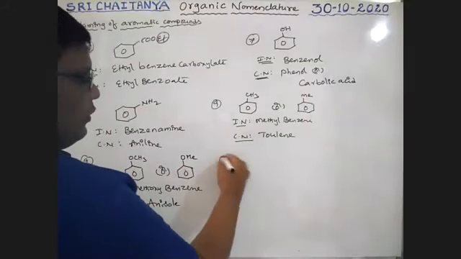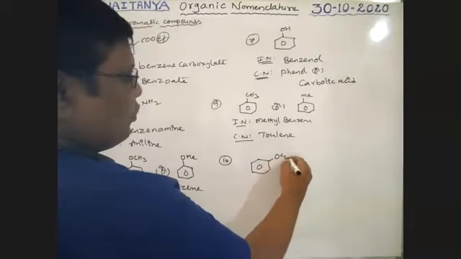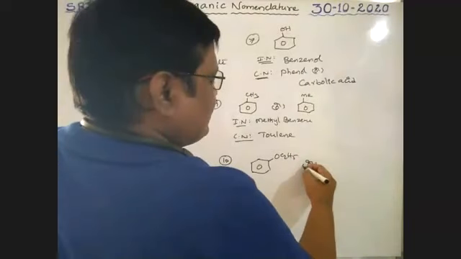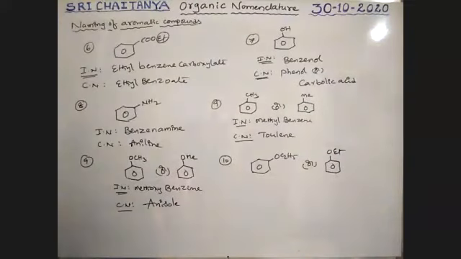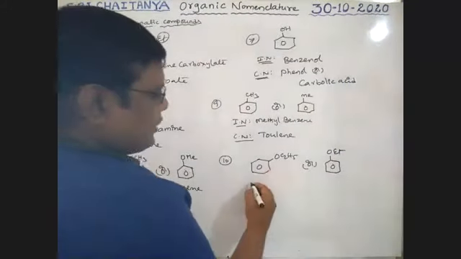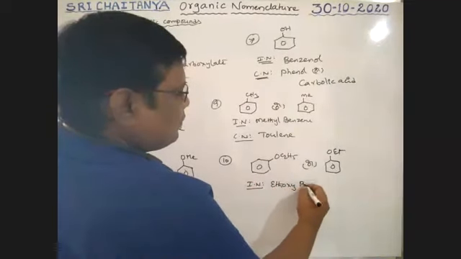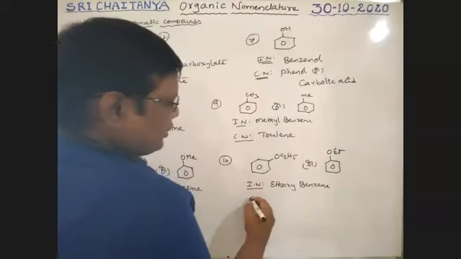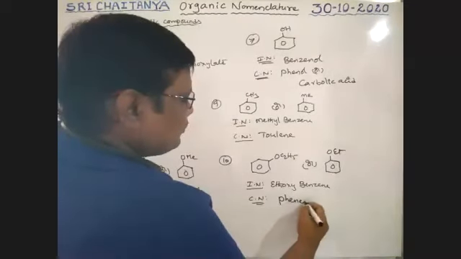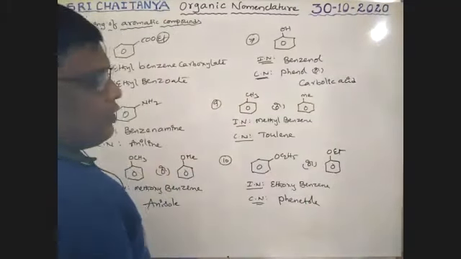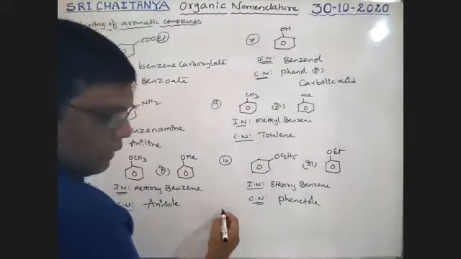Next, when benzene is connected with OC2H5, or I am writing this one as OEt. Et means ethyl, both are the same. It is called ethoxybenzene. But the common name is phenetole. Common name is phenetole, and very, very important. Next, 11th one.